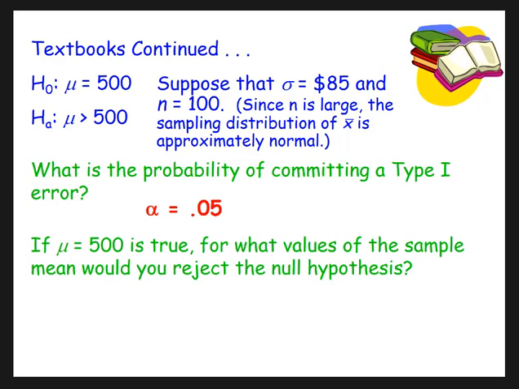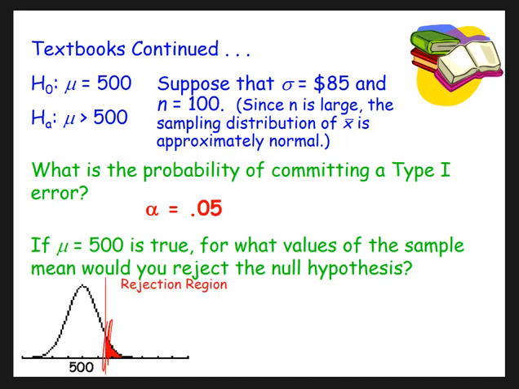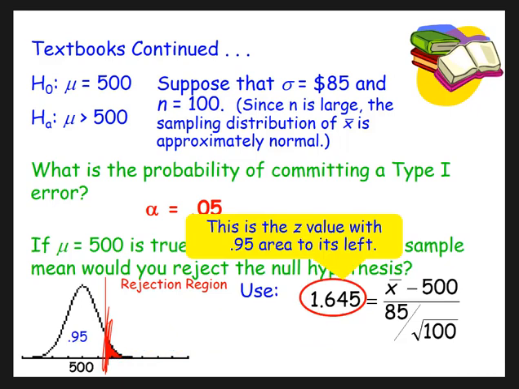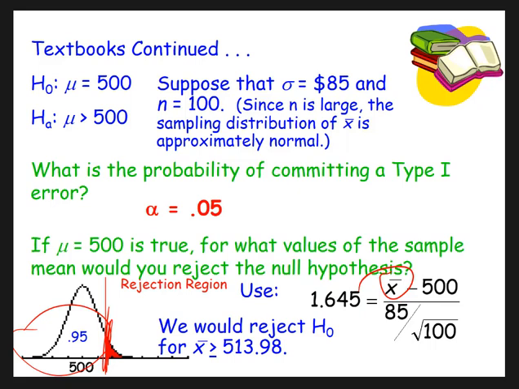If the mean equals 500 is true, for what values of the sample mean would you reject the null hypothesis? Well, all the way up to that being 0.05. So you can find that value by doing an inverse normal calculation. The value of x bar that corresponds to that cutoff point: we take that z critical with 0.95 area to the left and get 1.645. And we can work this equation backwards to find the value of x bar. That'd be $513.98. So if we get a sample mean of more than $513.98, we're going to reject H0 here.